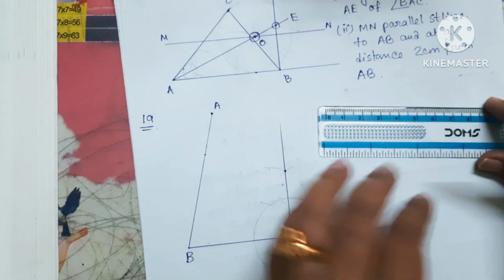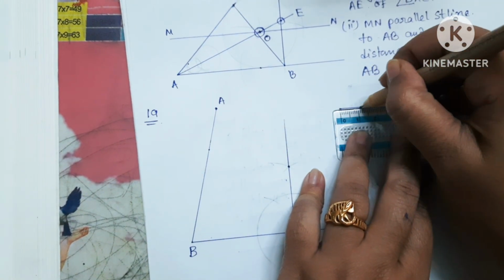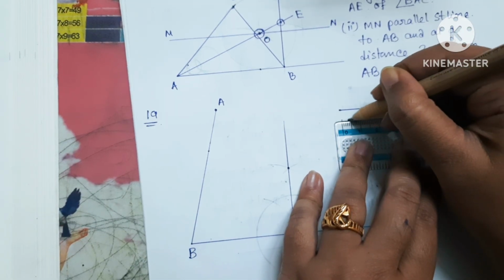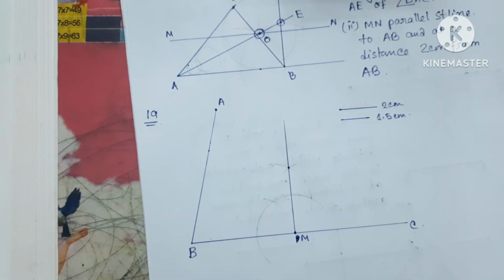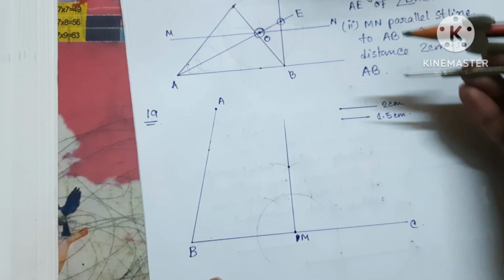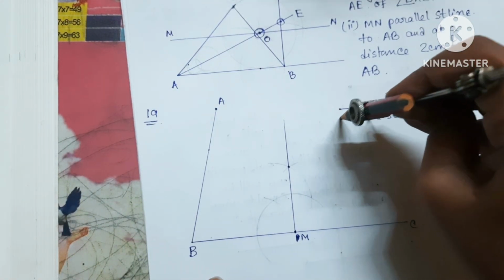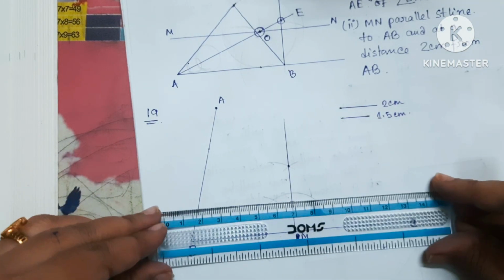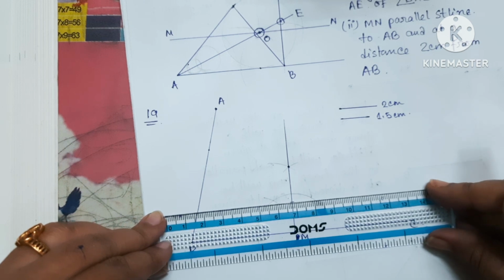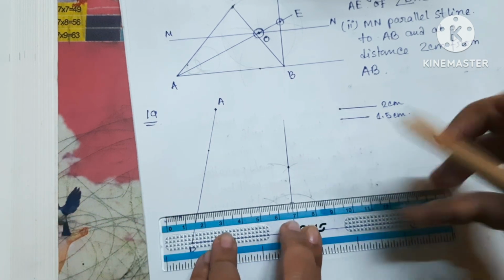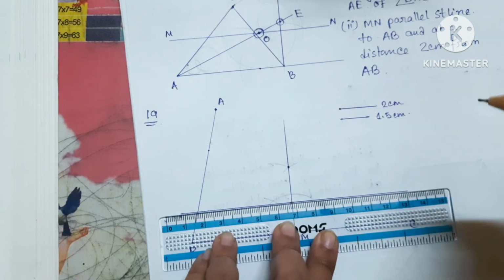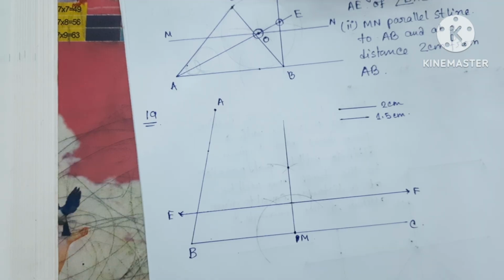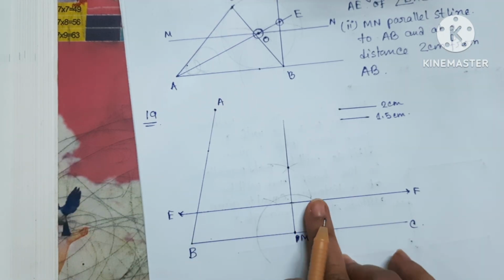Now see, here I am taking two distances. One is 2 centimeter and this is 1.5 centimeter. Now take this distance, BC, it is 1.5 centimeter. You can take this, and now you have to draw a line through this point, parallel to BC. Suppose this is EF. So EF is a line parallel to BC and at a distance 1.5 centimeter.